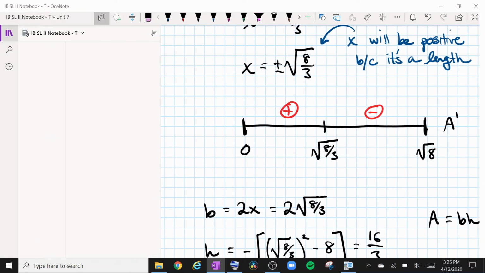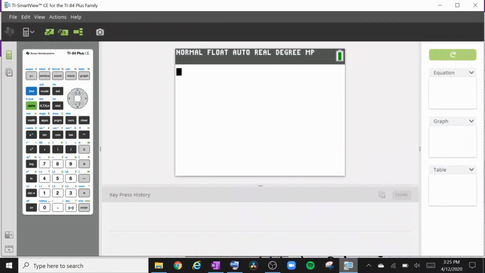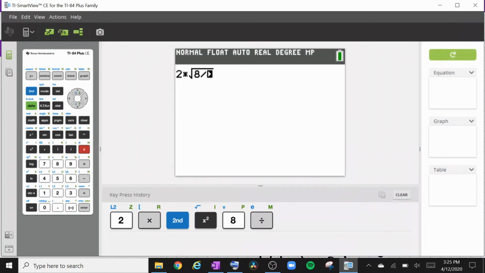Okay, and let's just plug this in our calculator and see what we get. So 2 times the square root of 8 divided by 3. And then we're going to multiply this whole thing by 16 divided by 3.